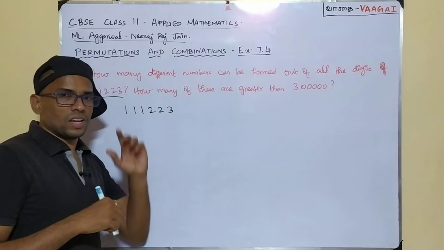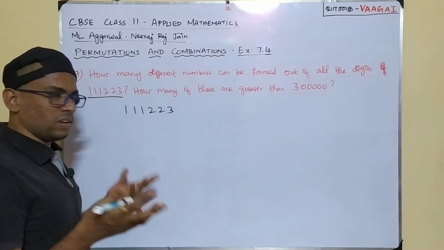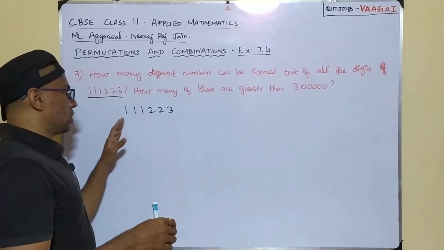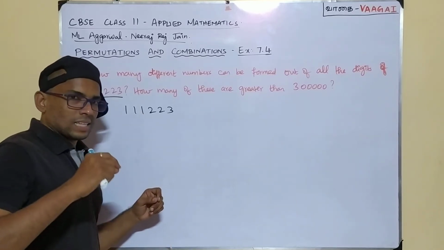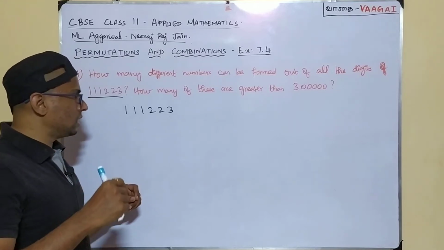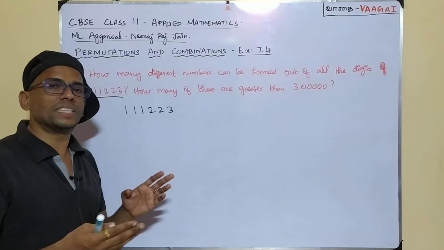So how many digits are here? Actually, this is going to be a 6-digit number. By looking at it, we can easily come to the conclusion. So there are 6 digits. This is a 6-digit number, and this is a 6-digit number, but this 6-digit number is constructed with how many digits? How many distinct digits?